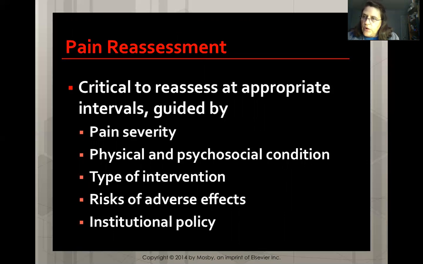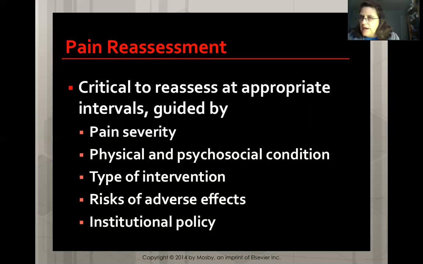Reassessment is just as important. It's critical to reassess at appropriate intervals guided by the pain severity, the physical and psychosocial condition, the type of intervention, the risk and adverse effects, and the institutional policy. So, for example, a postoperative patient is reassessed within 30 minutes of an IV dose of analgesia.